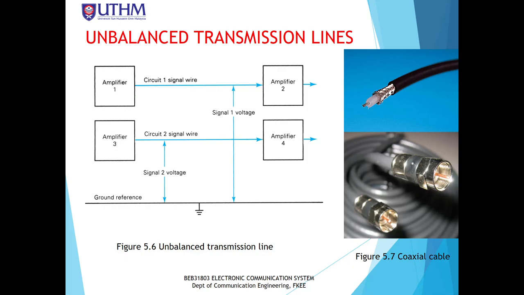Okay, so in this case, the example of unbalanced transmission line is coaxial cable. So coaxial cable, we normally use this in the TV, for the televisions to connect the television and the antenna. So we use the coaxial cable. Ini biasa digunakan kalau dalam sistem TV, old television system. When we use the Yagi Uda antenna above on the roof, kita sambungkan menggunakan coaxial cable. Dan ada juga pelbagai application yang lain menggunakan coaxial cable.